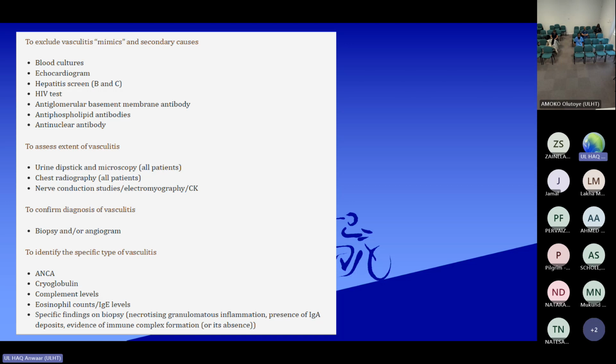So these are the few basic things that we need to go through to find out: is it really vasculitis, or is there something else going on with the patient?